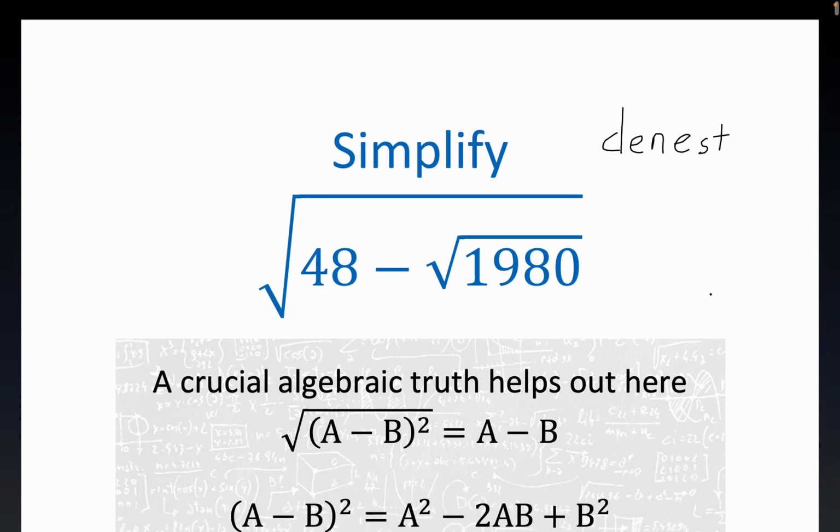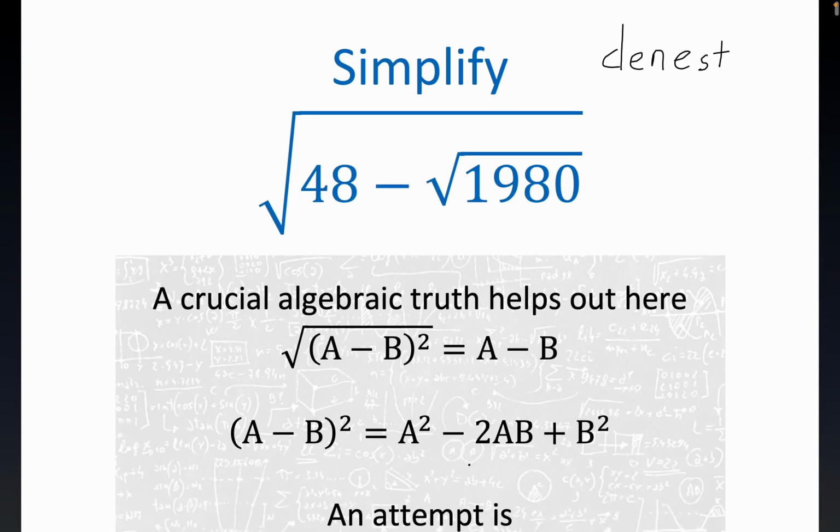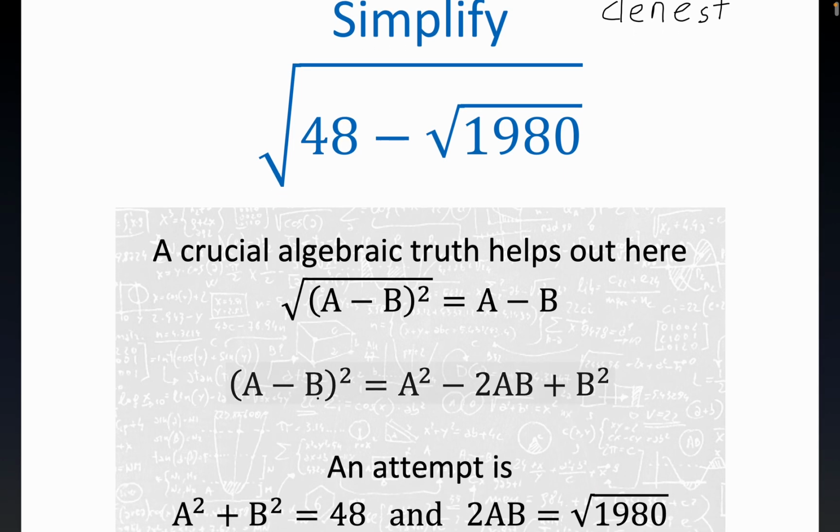Now, notice that if we can somehow get this radicand into this form (a minus b) squared, due to the fact that square rooting and squaring are inverse operations, we get this a minus b here. I guess technically this is the absolute value of a minus b. But in any event, squaring and square rooting are inverse operations. So if we can express this radicand, 48 minus the square root of 1980, in this form (a minus b) squared, we'll be home free. The reason is (a minus b) squared expands out into this very well-known form right here.